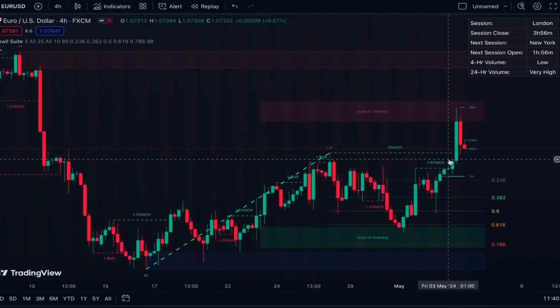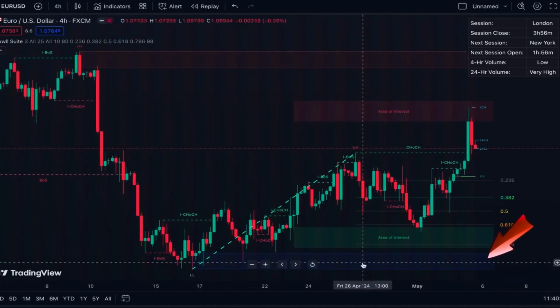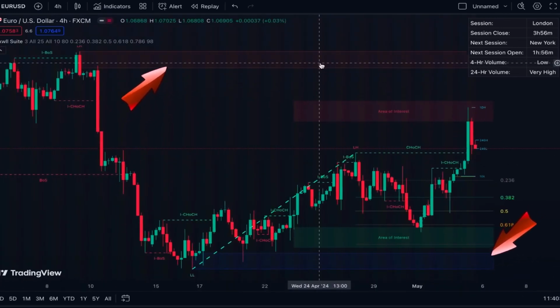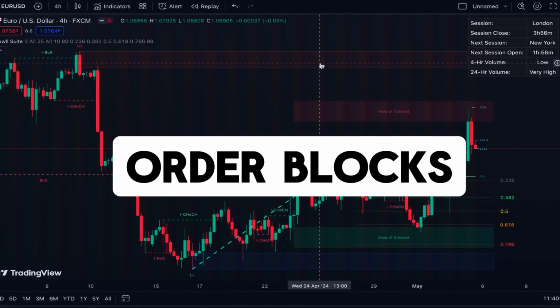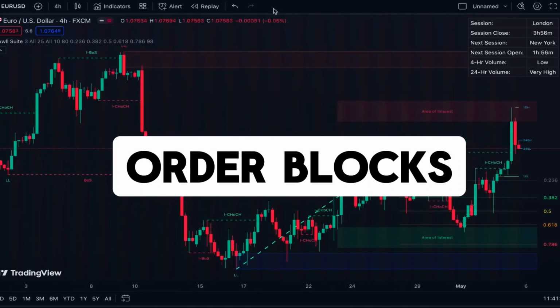Alright, we have another two areas, this blue area here and this red area here, and they show order blocks. In case you don't know what an order block is, order blocks are price ranges in the market where large market participants like institutional traders, banks or hedge funds have previously placed a large amount of buy or sell orders, and this caused significant movement of the market. In other words, order blocks are areas of the chart where a large amount of orders has been executed.